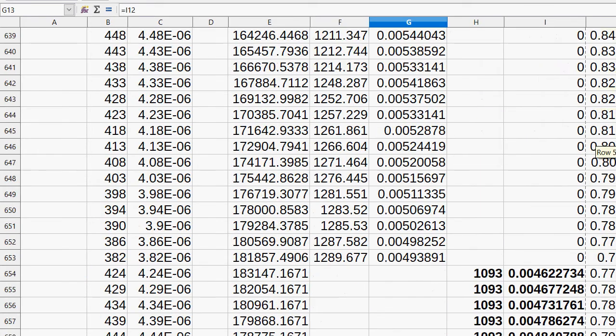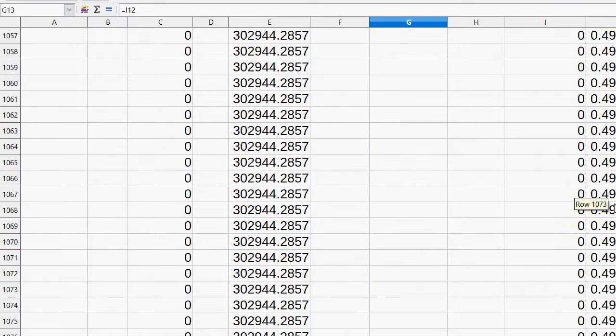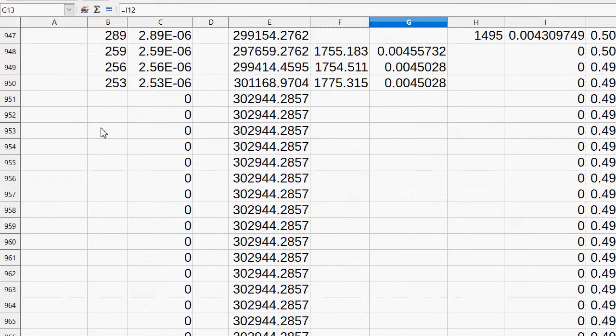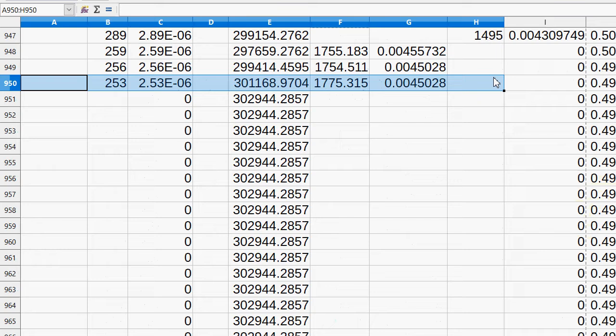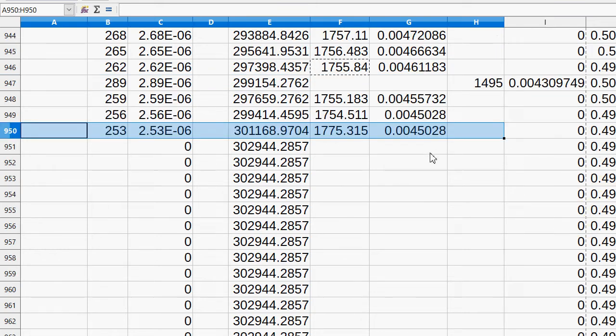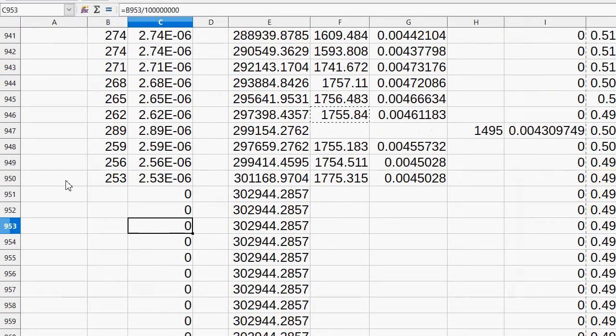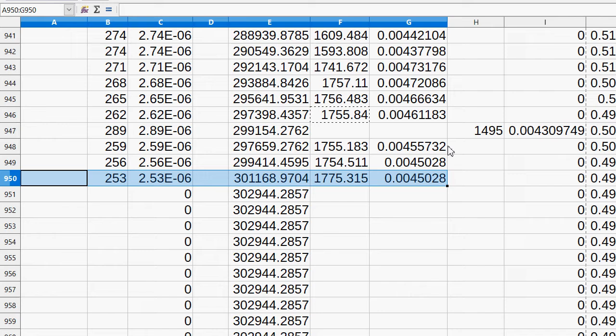Let me scroll to the bottom. Okay, well over 900 trades, and this is just interesting. So this is where the price is last seen at 253. Buy orders have been hit, 3 of them.